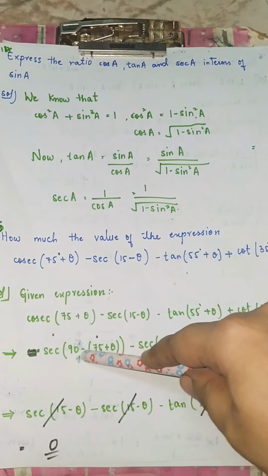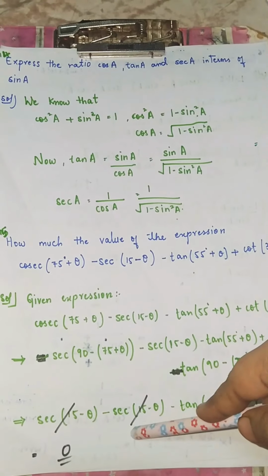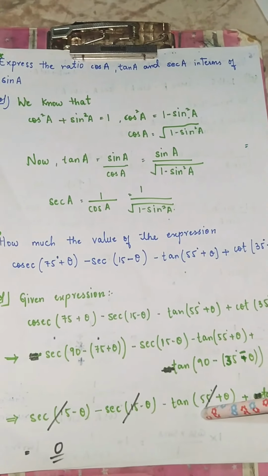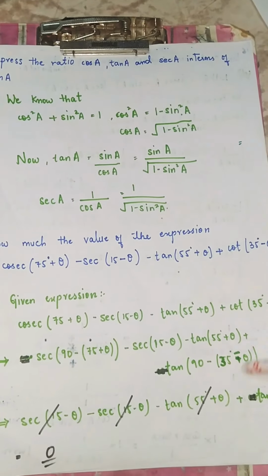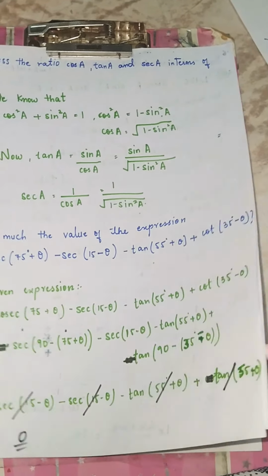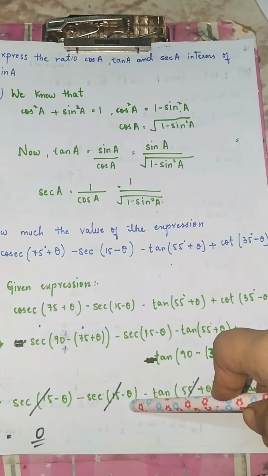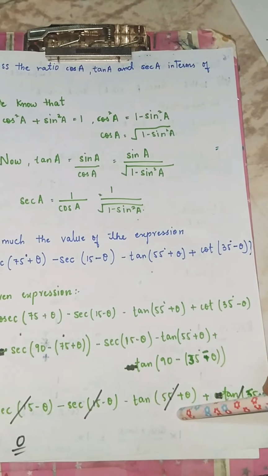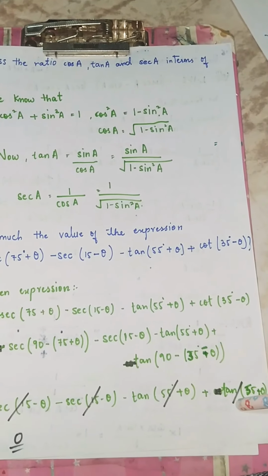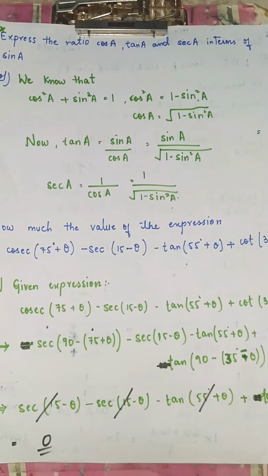Now sec, what is 90 minus 75? It is 15. So sec (15 minus theta) minus sec (15 minus theta) minus tan (55 plus theta), then plus tan (90 minus 35, which is 55) plus theta. Here sec (15 minus theta) and minus sec (15 minus theta) get cancelled. Minus tan (55 plus theta) plus tan (55 plus theta) gets cancelled. The answer is 0.